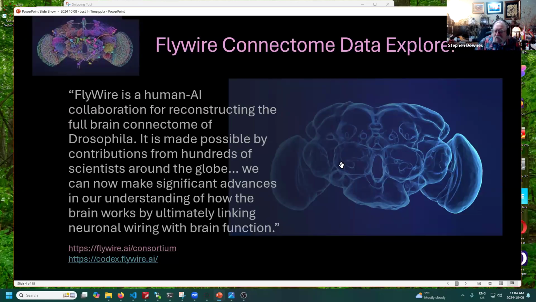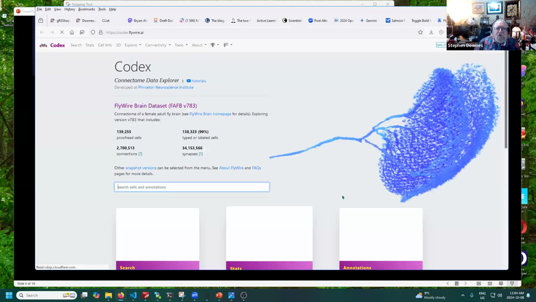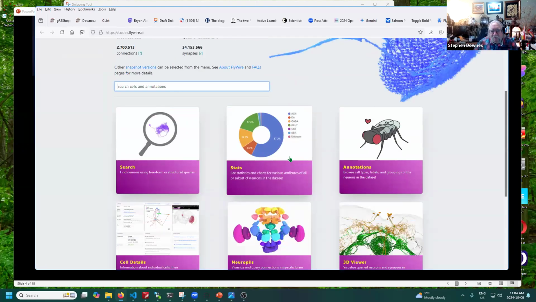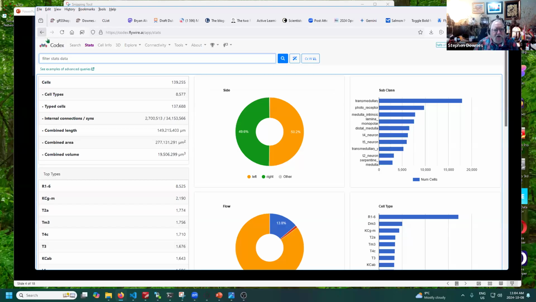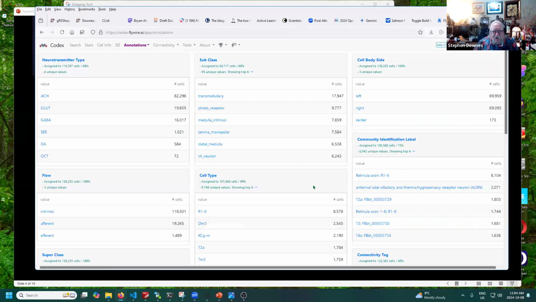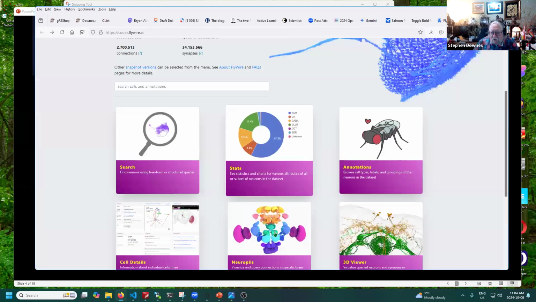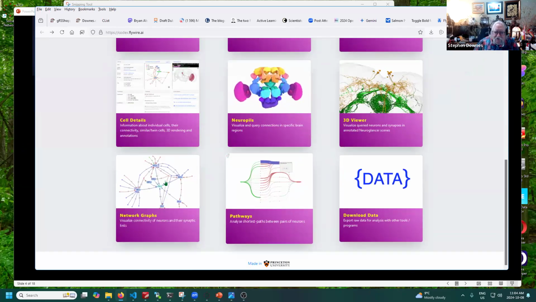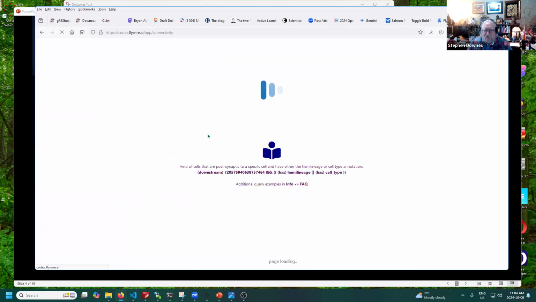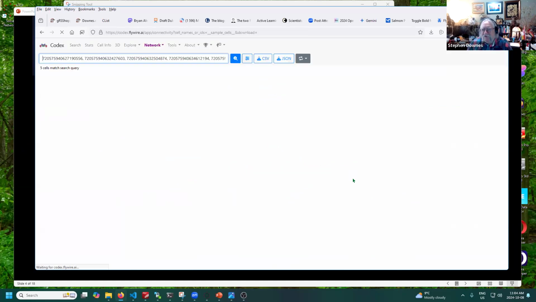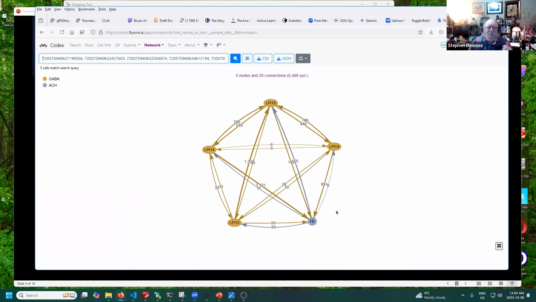It's like this online simulator. Oh, here we go. I clicked on the wrong link. Here we go. This is the online simulator. All right, you can go into it, you can see stats about it, you can see some annotations. I like the network graphs because I'm kind of a network person. I've always been a network person, so this stuff just makes me happy. So, all right, so we see that.